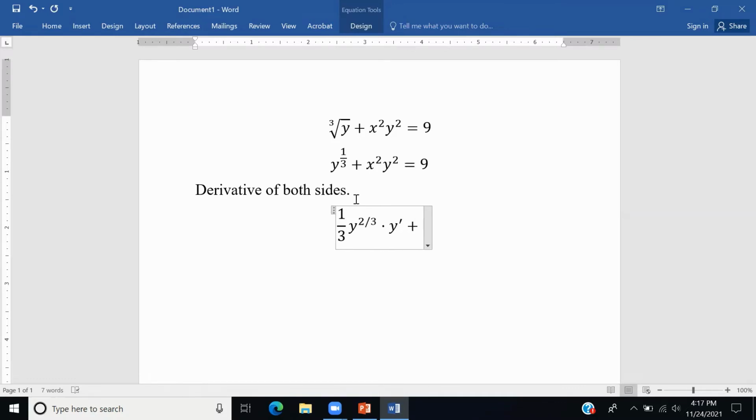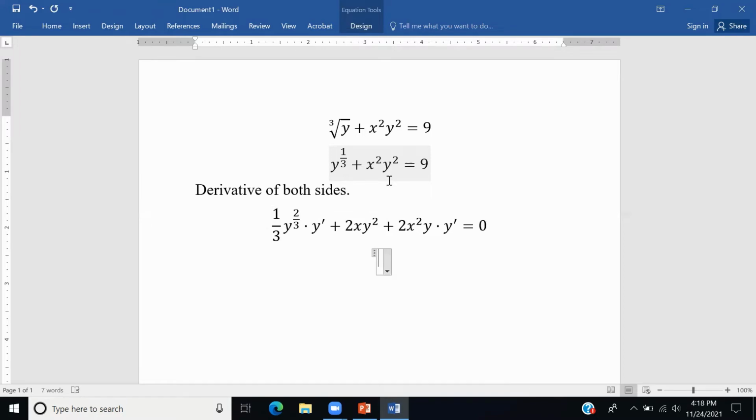In order to take the derivative of the x squared y squared piece, I'll have to use a product rule. So derivative of x squared is 2x times normal y squared, plus normal x squared multiplied times the derivative of y squared, which will be 2y to the first multiplied times the derivative of the inside function, which is y prime. On the right-hand side, I get 0.